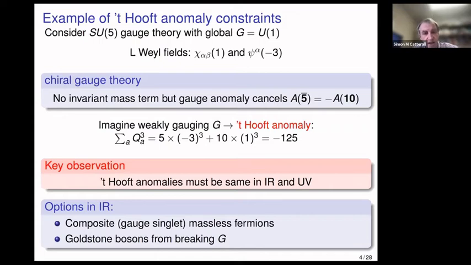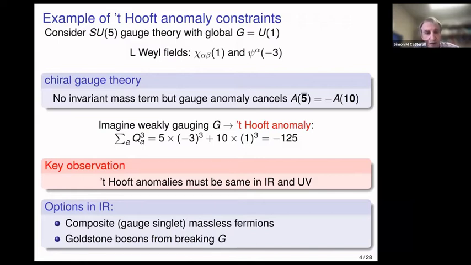So the point is that if I do this, anomalies are basically RG invariants. So if I compute the anomaly in the UV, it has to be the same in the IR. So it has to be -125 in this case in the IR, just from this U1 symmetry. Now, the only things that can give rise to anomalies are massless particles, right?